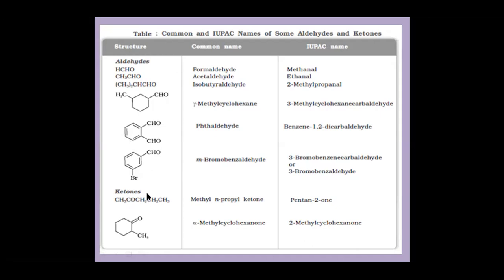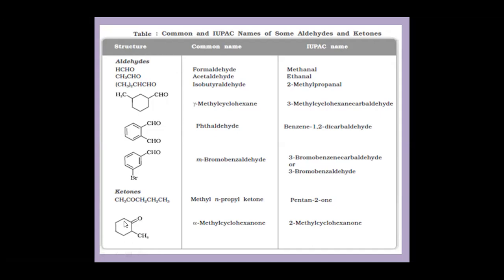Then nomenclature of ketones according to the common system. Ketones are named by using the words alkyl alkyl ketone. So in the case of CH3COCH2CH2CH3, this is one alkyl group and this is another alkyl group. This is called the methyl group and this is called propyl, so n-propyl. In alphabetical order, methyl n-propyl followed by the word ketone. And this is the alpha position, alpha methyl. This is cyclohexane, where the e from the corresponding alkane is replaced by one.